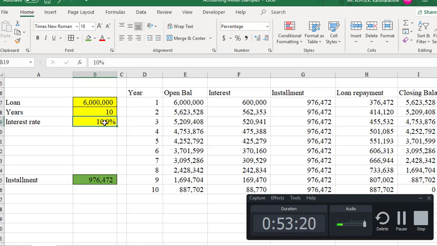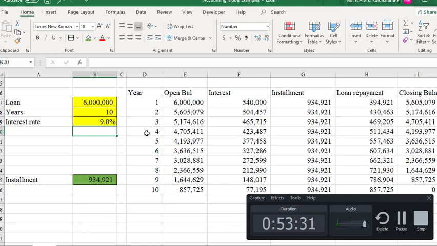Actually, I had put 9.5% here, maybe 9.5. Okay, I'll put 9%, right? 9%, because 9% is the current bank lending rate. So accordingly, once you put this information in, you should be able to compute the installment value, right?